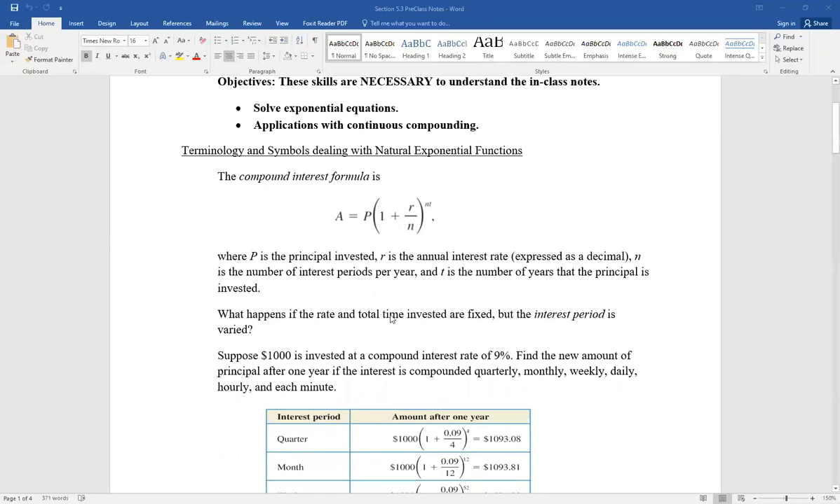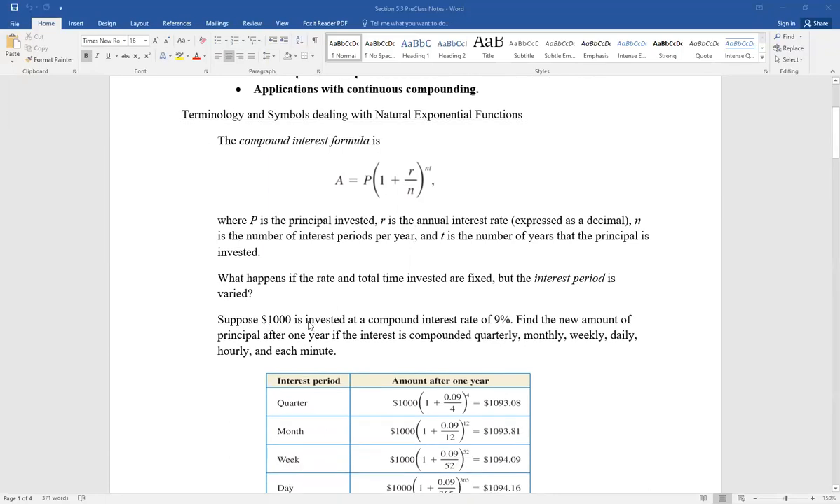So what happens if the rate and the total time invested are fixed, but the interest period is varied? So what if we fix the rate and time, but we change the number of compoundings? So suppose $1,000 is invested at a compound interest rate of 9%. Find the new amount of principal after 1 year. So we're keeping it very simple in a single year.